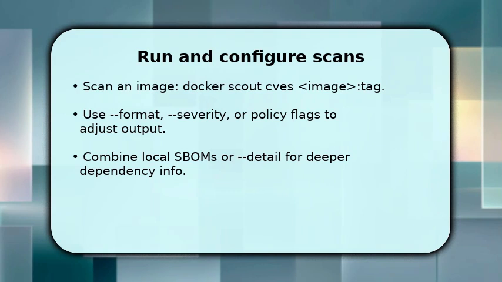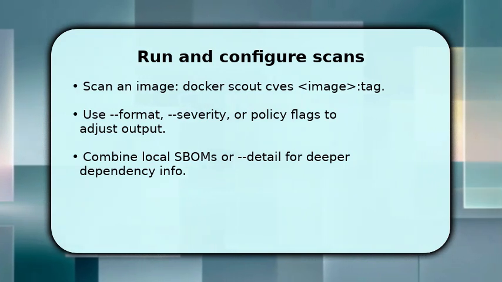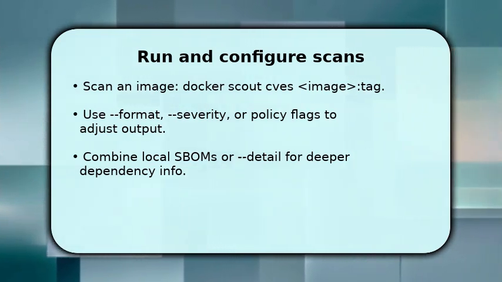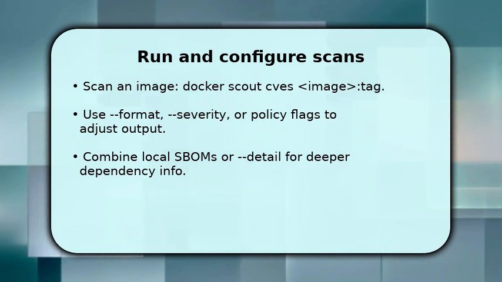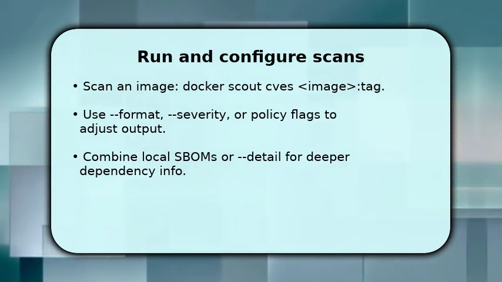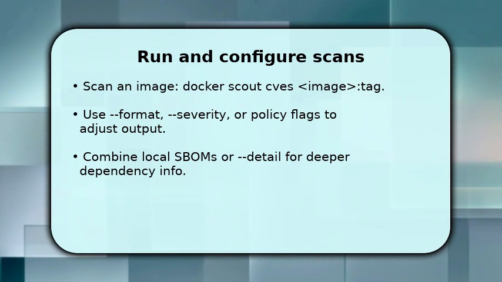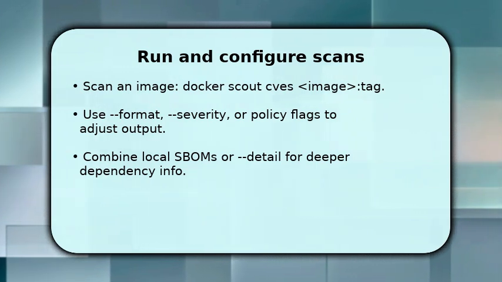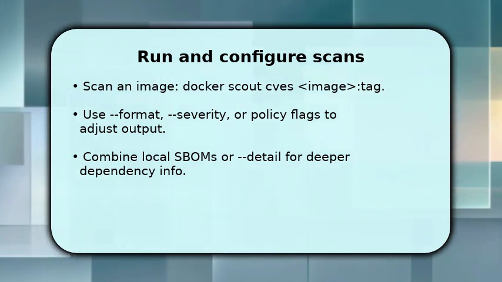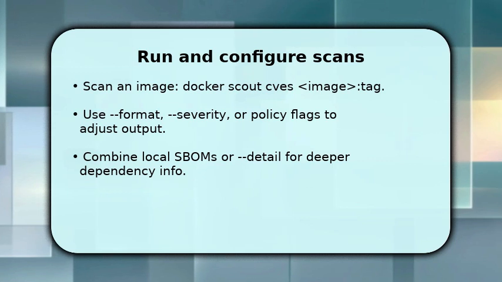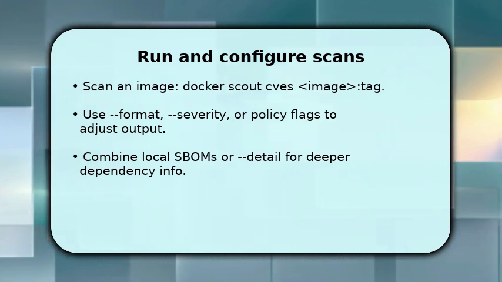Next, you run targeted scans and tune them for your needs. Execute Docker Scout CVEs image tag to enumerate vulnerabilities. Once done, add severity to filter noise or format JSON for automation. Make sure to use policy flags if you enforce thresholds in CI, because Scout will return actionable failure codes.